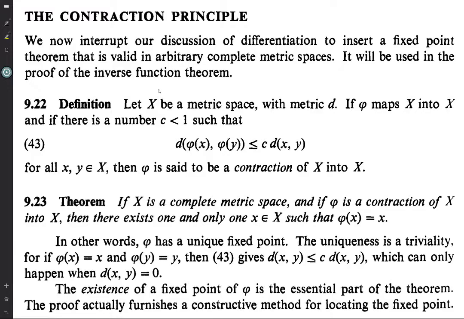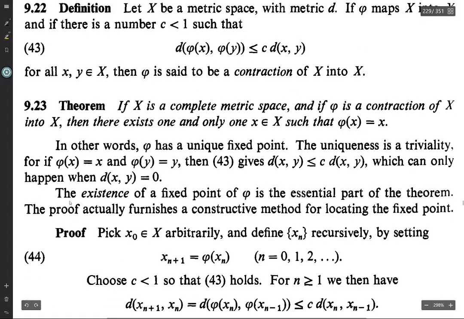The existence is the essential part of the theorem, which is more interesting. It's not too long of a proof. And this is actually cool. It actually gives you a method for locating this fixed point. A lot of times with these types of theorems where you're trying to prove existence and uniqueness of something, sometimes you can prove that, but you have no idea how you would figure out this fixed point. Or you don't get a formula for how to find it.